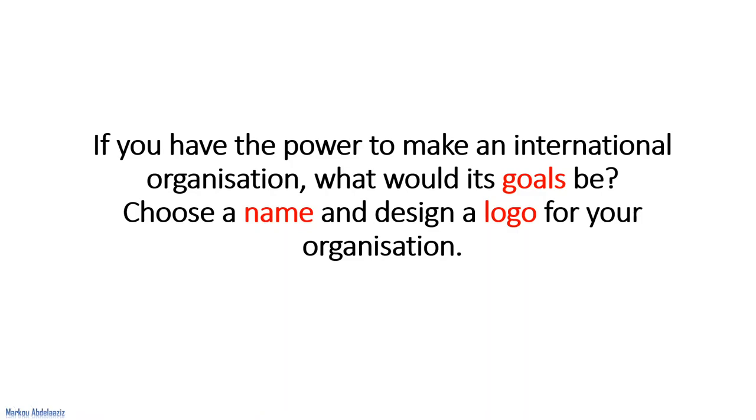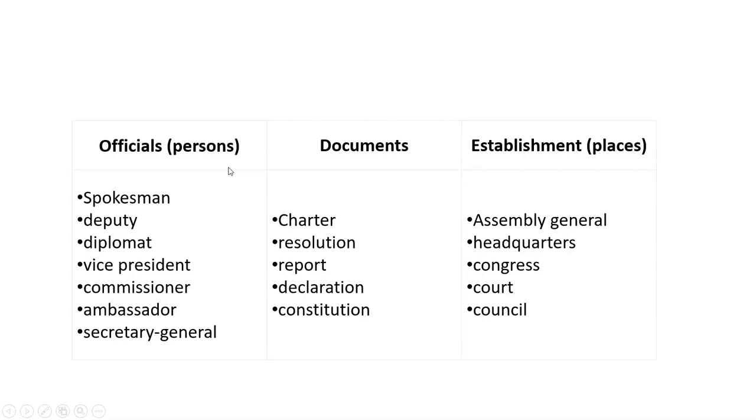I will write them in the description. Also, we have here some vocabulary that is related to international organizations, such as officials. It means persons. Spokesman is the person who speaks. We have deputy, diplomat, vice president, commissioner, ambassador, secretary general. So all of them are vocabulary for describing officials or people. Then we have documents, for example charter, resolution, report, declaration, constitution. You can explain this one yourselves.